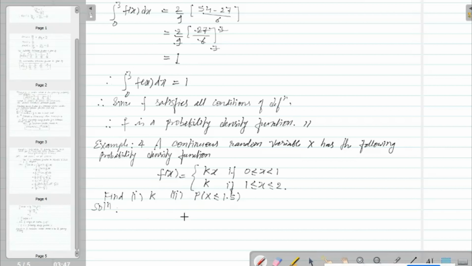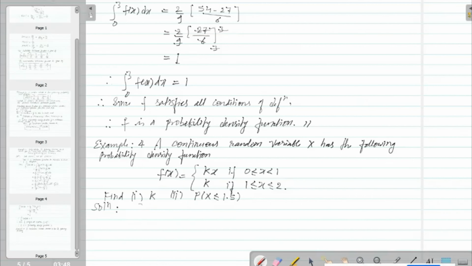See here, in a discrete random variable, for the total probability distribution, we have the sum of all the probabilities equal to 1. But in continuous, what will we do? In continuous, the integration of all the function is equal to 1.